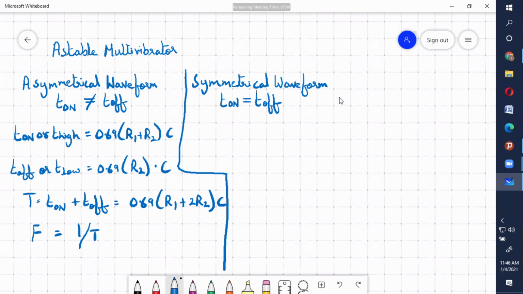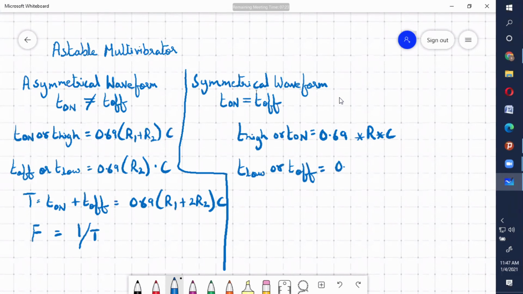Similarly, for the symmetrical case, T high, which is also called T on, is given as 0.69 multiplied by R into C. T low or T off is 0.69 into R into C. T is nothing but 1.38 multiplied by R into C. F is nothing but 1 by T.